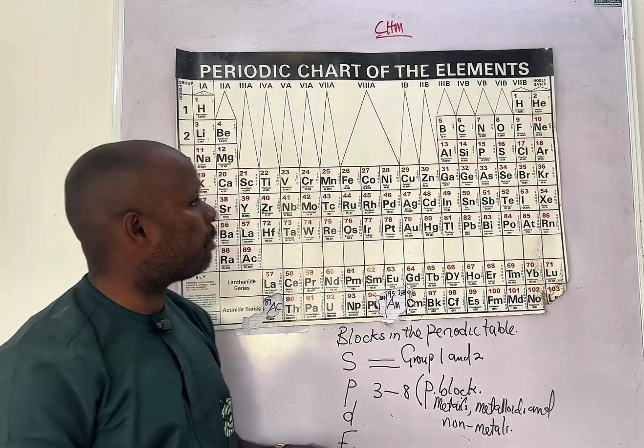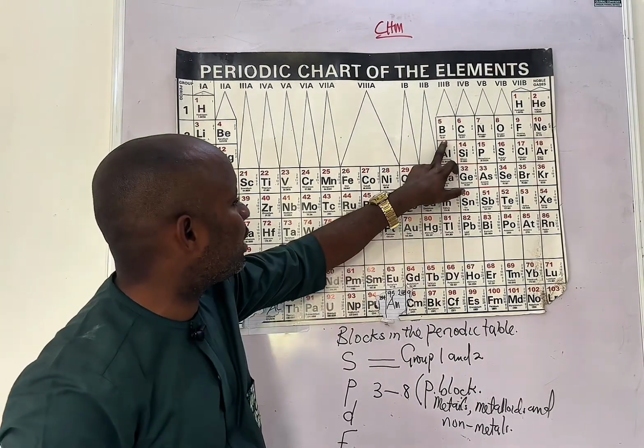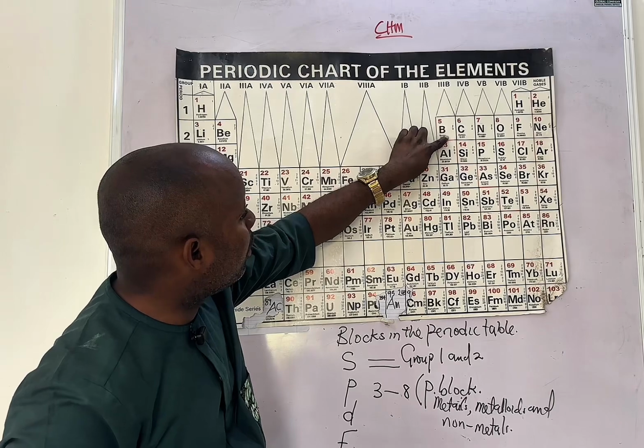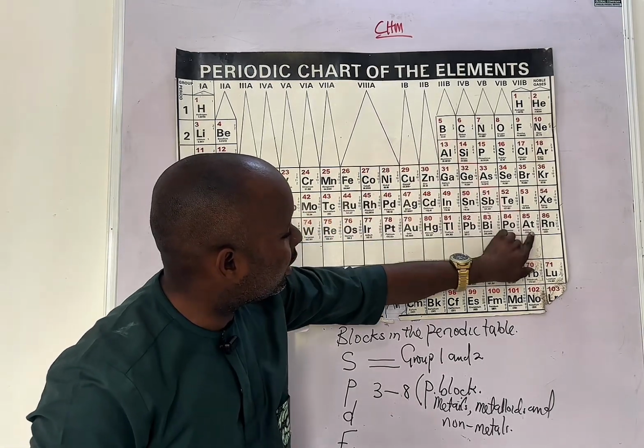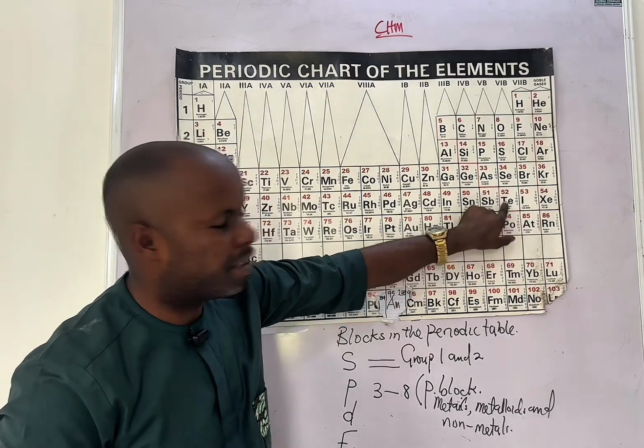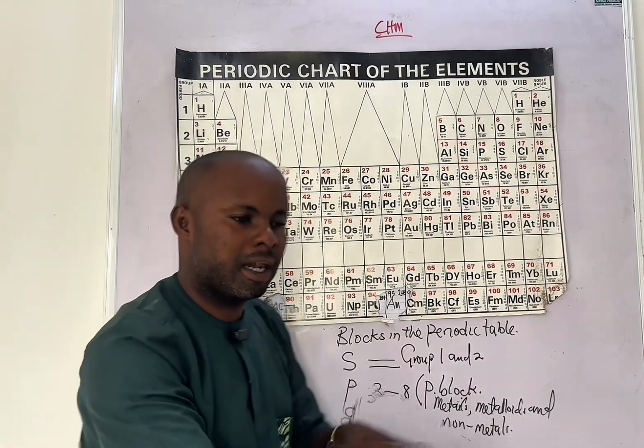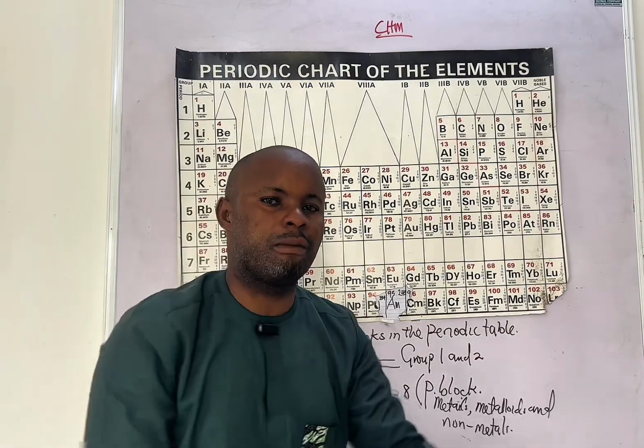So you can see it on the periodic table. There is a form of staircase in the periodic table that falls between boron, silicon, arsenic, tellurium, and astatine. They are known as metalloids. As you move down the periodic table, they are just like a form of step.